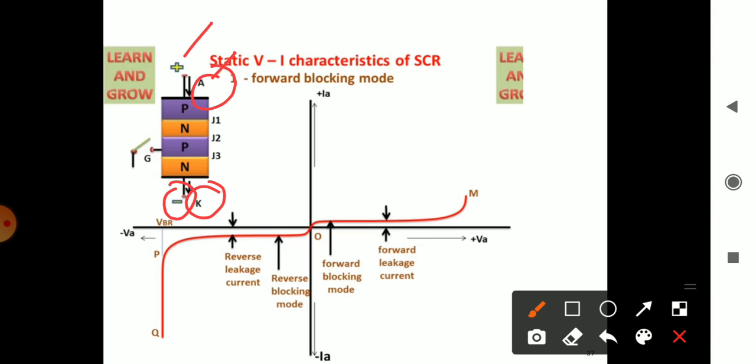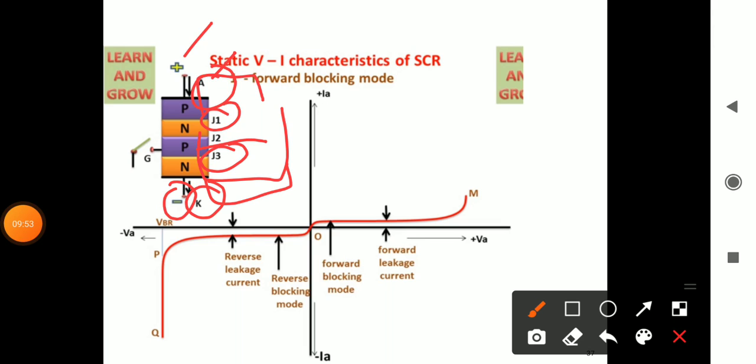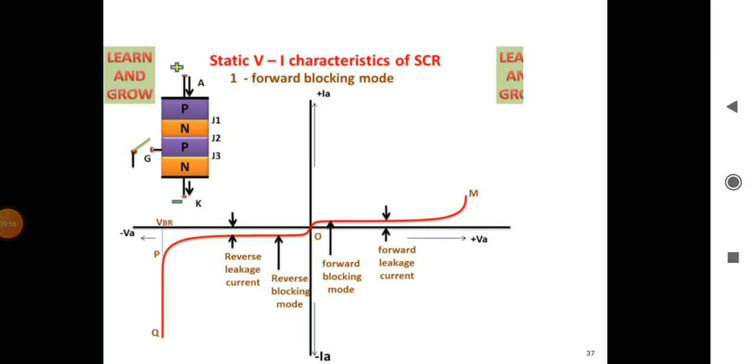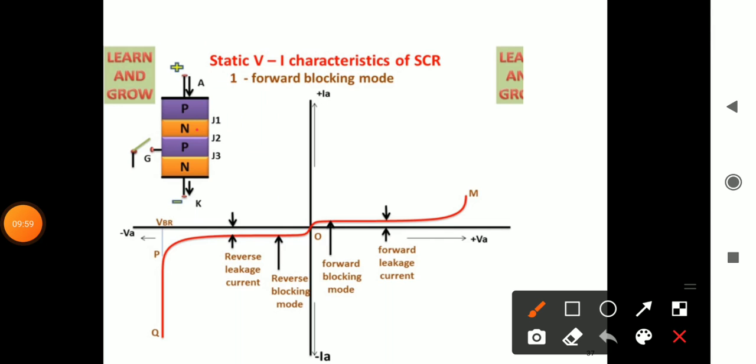If the anode is connected to the positive terminal and the cathode to the negative terminal, that is, P is connected to positive and N is connected to negative, then junction J1 is forward biased, as is junction J3. Only junction J2 is reverse biased, because N is connected to positive and P is connected to negative. For that reason J2 is reverse biased and J1 and J3 are forward biased.